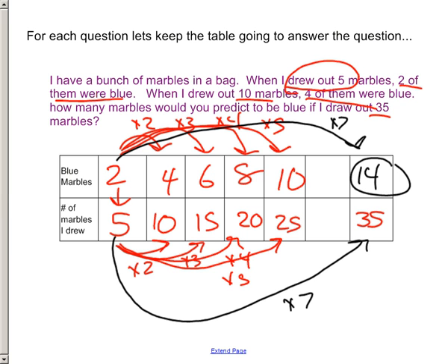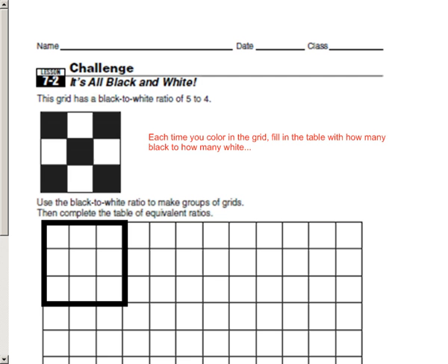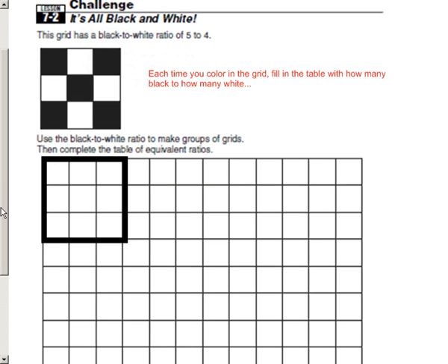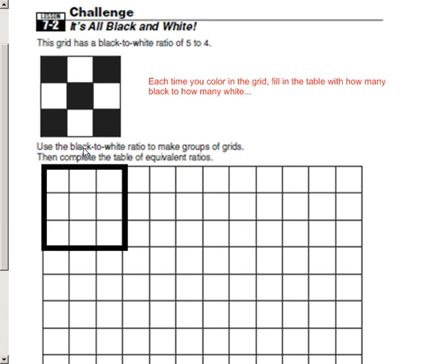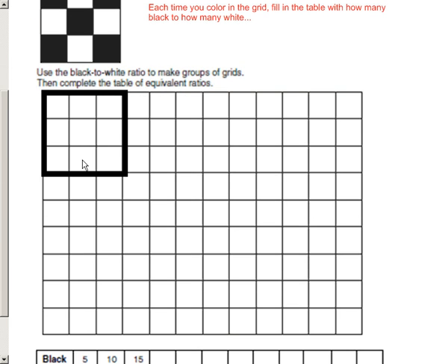So you're going to go ahead and keep working on some of these problems with your partner. I do want to just show you the challenge really quick. This grid has black and white ratio of 5 to 4. So for each 3 by 3 block, you can see that there's 5 blacks and 4 whites. So what you're going to do is you're going to take every 3 by 3 block and you're going to color it like this, and you're going to keep track of your black and white in the table.